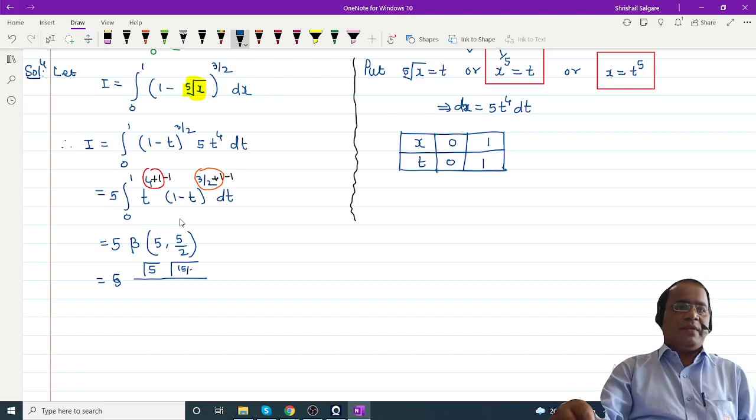It is 15 by 2. Correct me if I am wrong. Sorry, the denominator is 15 by 2. So it is gamma of 5 by 2, and the denominator is gamma of 5 twos are 10, 10 plus 5, it is 15 by 2.